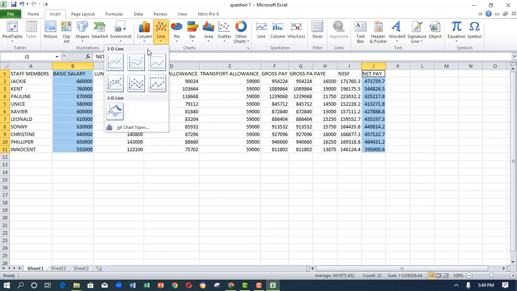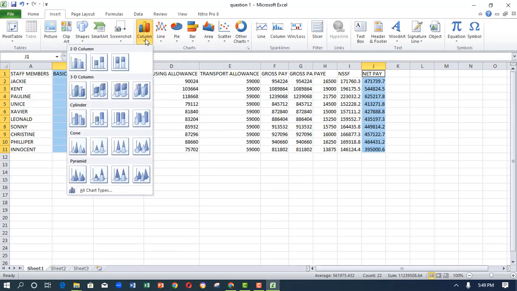You choose the line graph that you want. We have here line, we have stacked line, then we also have 100% stacked line. So it depends on the type that you want to use. We have here 3D lines, but in our case we're going to use just the 3D line. But before we go there, let's take an example. You wanted to insert a column chart based on the basic salary and the net pay. So you click on insert still, then you click on column and you look for the column chart that you want. We have 2D column charts, 3D column charts, cylinder, cone, pyramid, all of them.